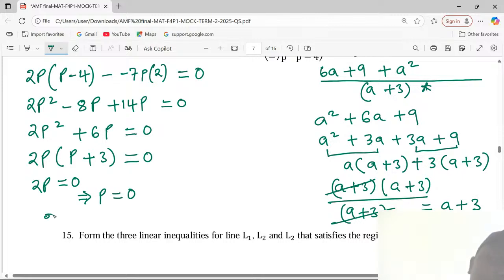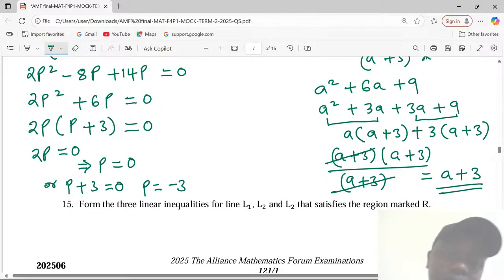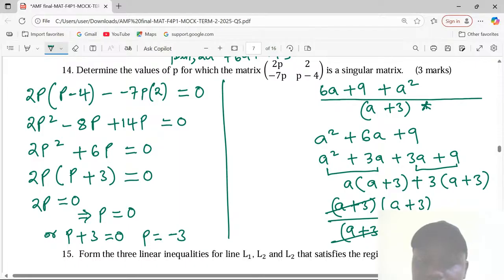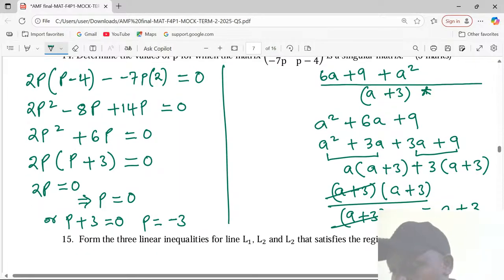Or P plus 3 equals 0. So P is implied to be negative 3. P equals negative 3. So that's how number 14 was supposed to be done. Effectively, number 14 is a very simple question.